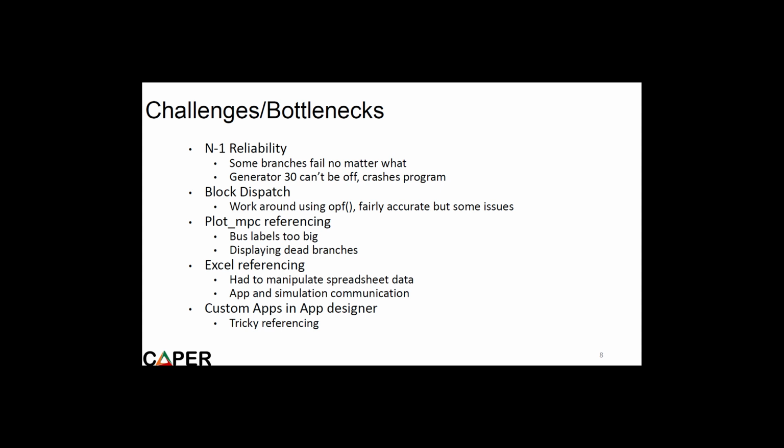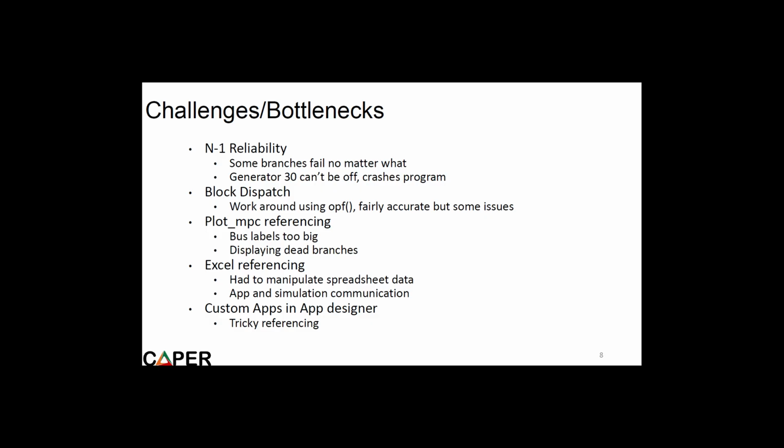Some of the challenges we faced when designing this tool included issues with N-1 reliability, such as some of the branches failing no matter what, and issues with the system slack bus or generator 30 causing N-1 reliability to fail every time. We were able to get around this by just not toggling generator 30 when running N-1 reliability checks. Block dispatch also caused some problems, but we were able to work around it using OPF, which runs power flow in the system differently, causing it to check each bus as the slack bus, which is not normally done in the usual run PF function.